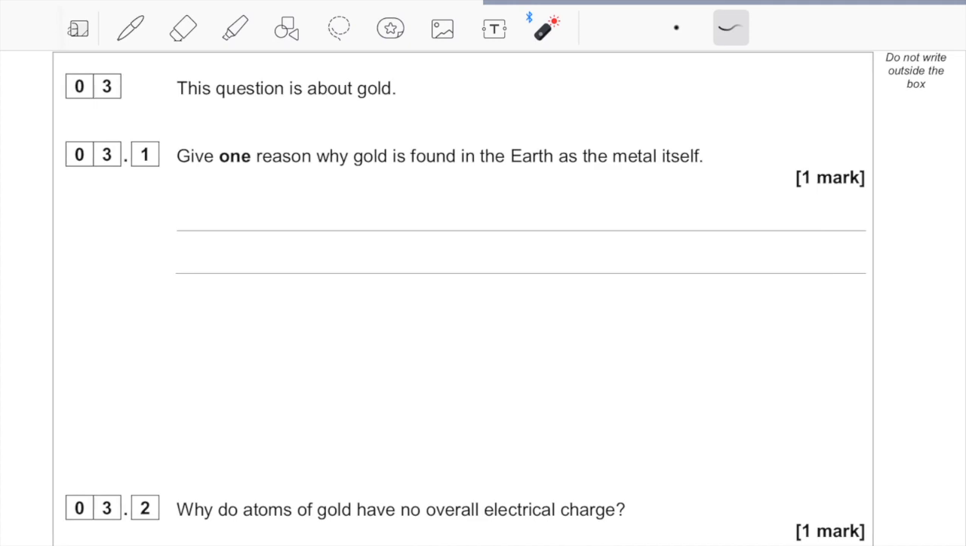Okay. So we're now on a question about gold. It's asking us why is gold found in the earth as the metal itself? So what that means is, why is it found as an element, as made of only one type of atom? Why is it not found in compounds? And that is all to do with reactivity. So the reason it's found as the metal itself is because it's unreactive.